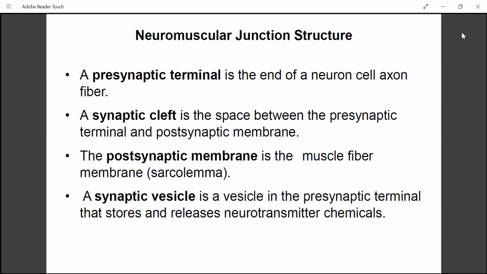Synaptic vesicles are located in our presynaptic terminal. They store and release neurotransmitters. That's the way our neurons signal one another via chemicals. In our muscle cells, this neurotransmitter is acetylcholine, which you'll see abbreviated ACh. Our presynaptic terminal has vesicles of acetylcholine that it will release across the synaptic cleft to our muscle fiber sarcolemma.